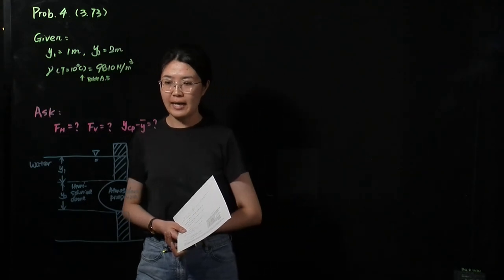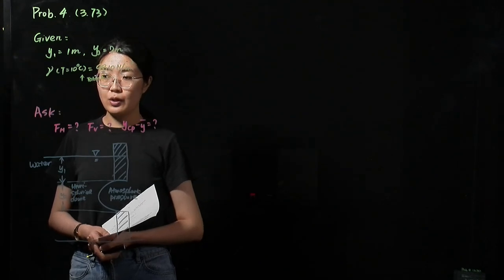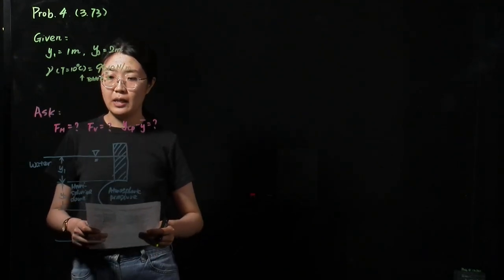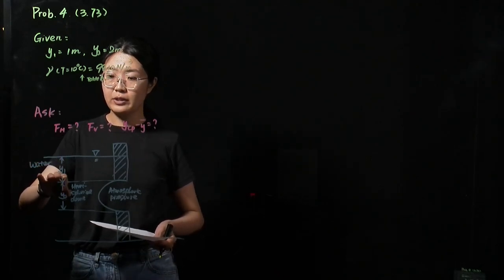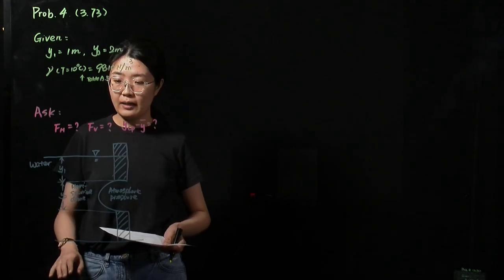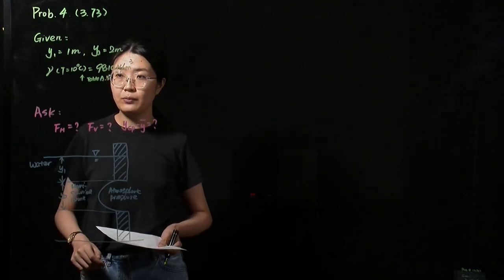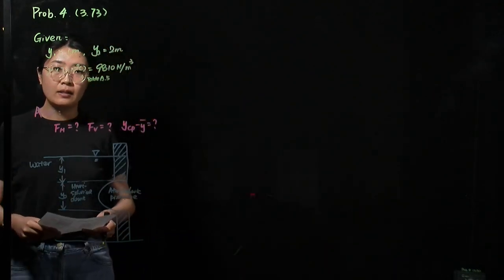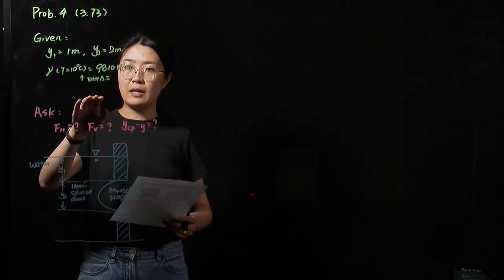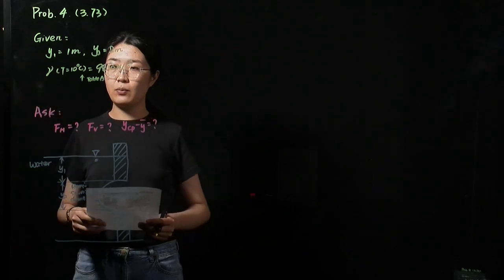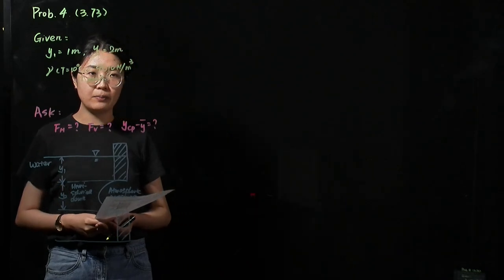In problem 4, we have a hemisphere dome submerged under the water. In this problem, we know the distance from the water line to the top of the dome, which is y1, equals 1 meter. And y2 is the diameter of this dome, which equals 2 meters. And we assume the temperature is 10 degrees Celsius. So based on that, we can search the value in table 8.5 to determine the specific weight of water is 9,810 Newton per cubic meter.